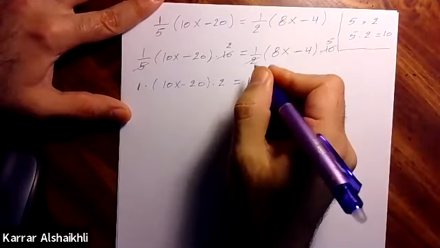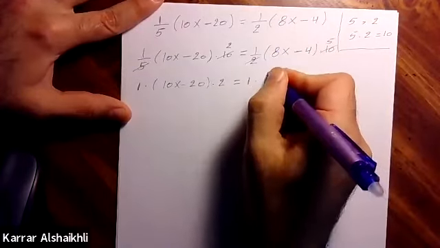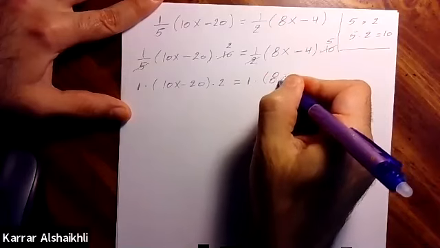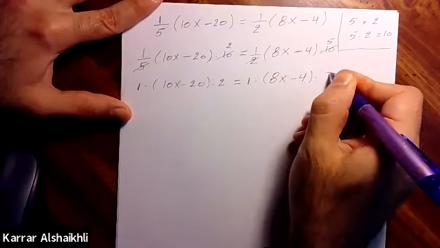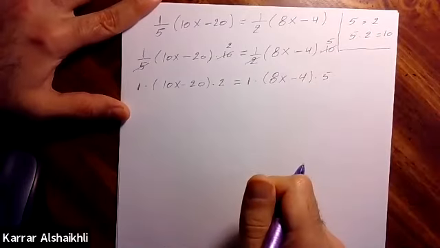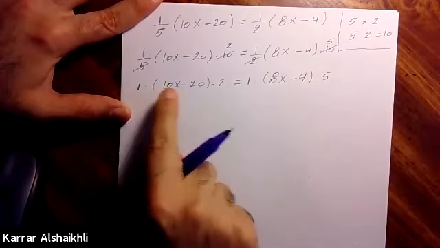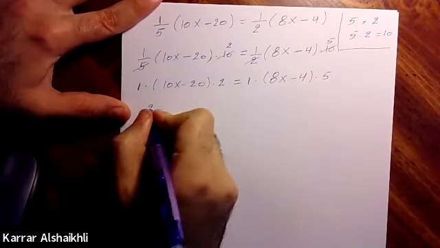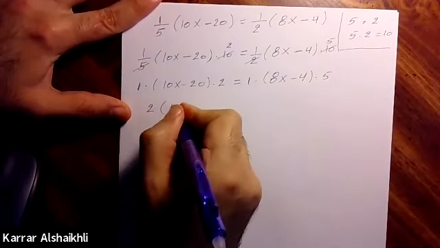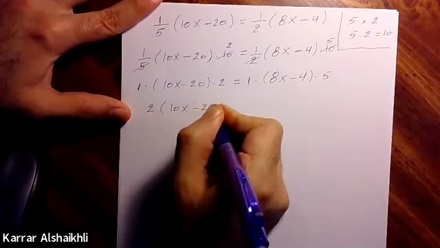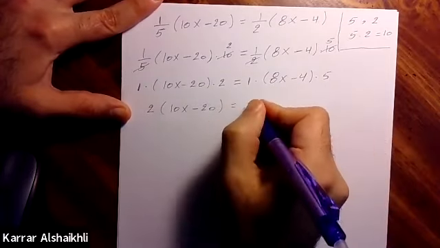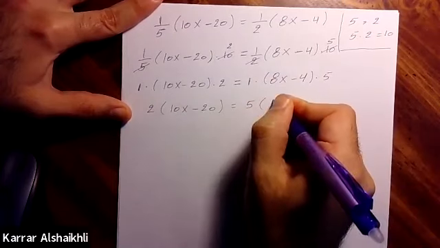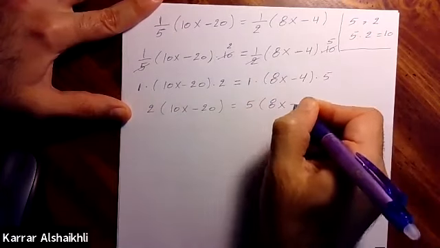So here is the 1. The left from this part is 1. Here is the 8x minus 4 times 5. Now 1 times 2 is going to be 2. And here is 10x minus 20 equal 1 times 5 is going to be 5. And here is 8x minus 4.